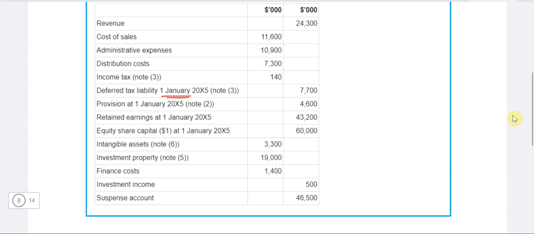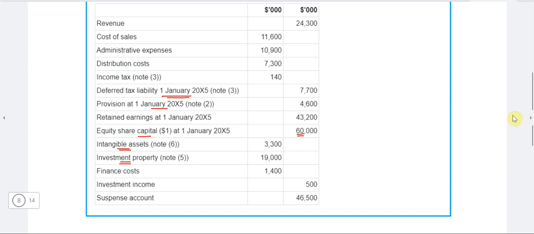So deferred tax liability at 1st January 20x5. So this is an opening deferred tax liability. Provision at 1st January 20x5, there's a note with that, 4600. Retained earnings, again for the statement of changes in equity. Equity share capital, again for the statement of changes in equity. Then we have the intangible assets. There's note number 6 with that. Investment property, IAS 40. So this is intangible assets, IAS 38, and this is investment property, IAS 40. Then you have the finance cost, investment income, and then you have a suspense account.